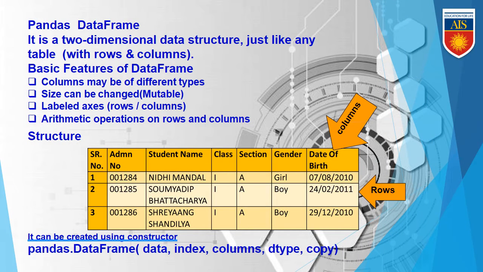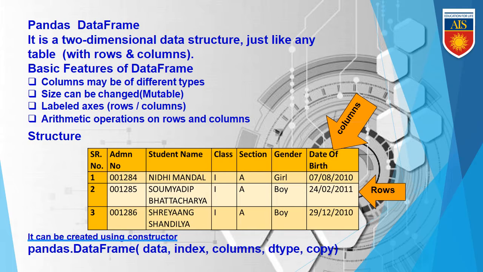Pandas data frame. It is a two-dimensional data structure just like any table with rows and columns. Basic features of a data frame are: columns may be of different types, that means we can apply different types of columns as per our requirement. Size can be changed, which is known as a mutable object, that means we can change the size. Labeled axes, that means over here rows and columns are always labeled. Arithmetic operations on rows and columns, we can apply arithmetic functions and operations as per our requirement on rows or columns.